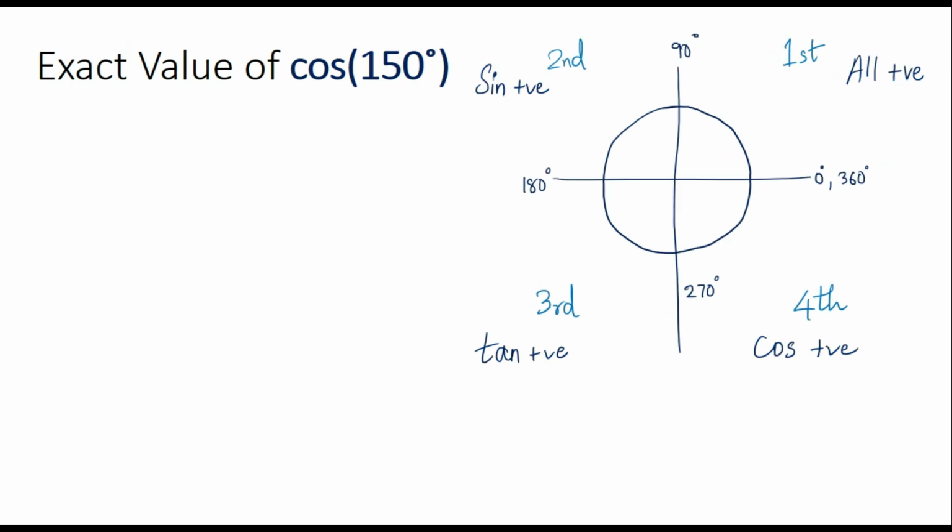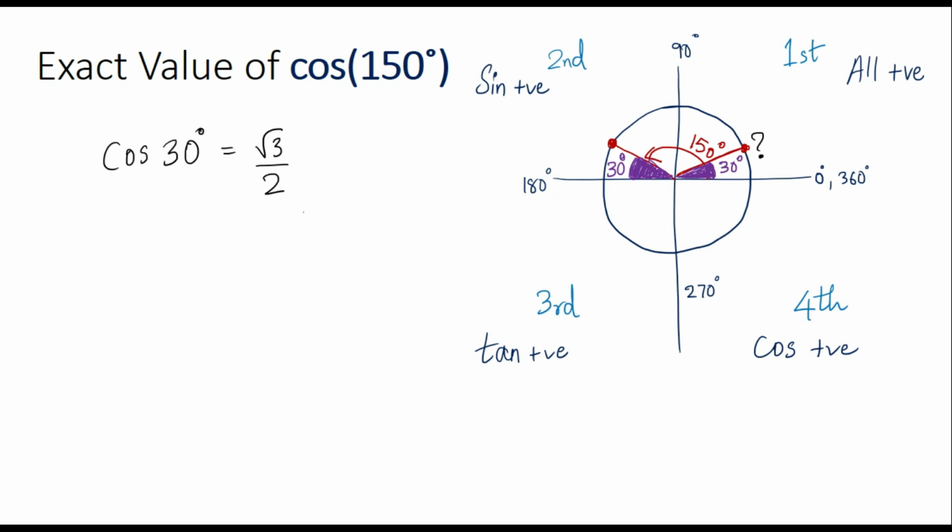The last question for the day: find the exact value of cos 150. So my cos 150 is going to be somewhere here. This is my angle, and I know this is 150 degrees. Now if you look at this angle here, it's going to be 180 minus 150, giving me 30 degrees. So I'm going to find the value for cos 30 here. Cos of 30 degrees is equal to root 3 by 2.